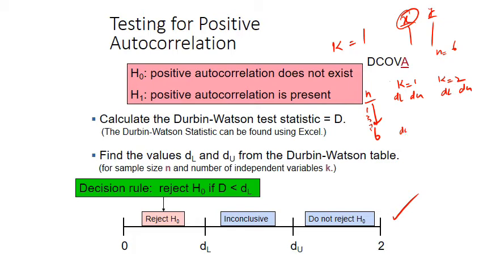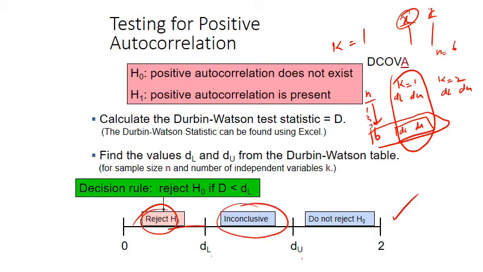Here we have dl and du, these two values in the table corresponding to 6 and corresponding to k equals 1, because the independent variable is 1. That would be our dl and du, and we will calculate d. We will compare using the decision rule: reject H naught if d is less than dl. If d is less than dl, reject H naught. If d is between dl and du, then it is inconclusive, we cannot say anything. And if d is greater than du, we do not reject H naught.